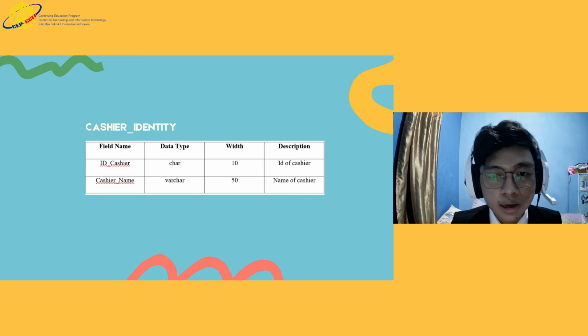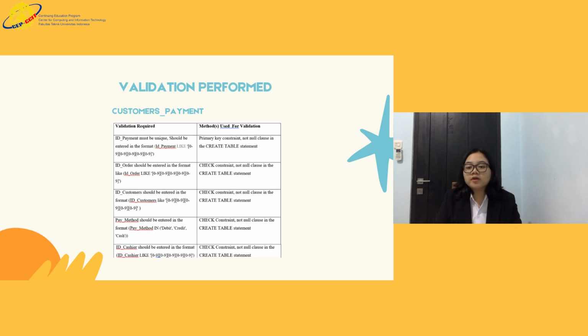Next is Amalia. Next, I will explain financial performance, customer payment, and its requirements. One: ID payment must be unique, so it must be in the format of ID payment, like 0 until 9, repeated for each digit. The method used for validation is the primary key constraint, not null clause in the create table statement.